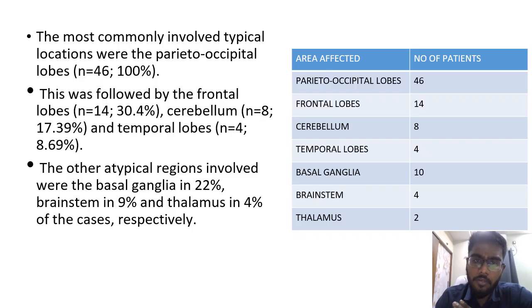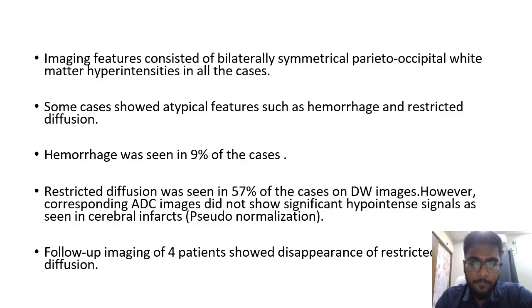The most commonly involved locations were found to be the parieto-occipital lobes in almost all the patients. This was followed by the frontal lobes in 14 patients, cerebellum in 8 patients, and temporal lobes in 4 patients. The other atypical regions involved were basal ganglia in 10 patients, the brainstem in 4 patients, and thalamus in 20 patients.